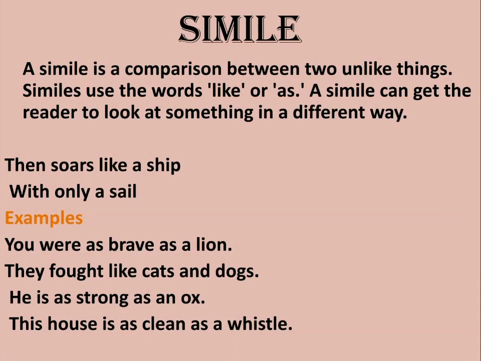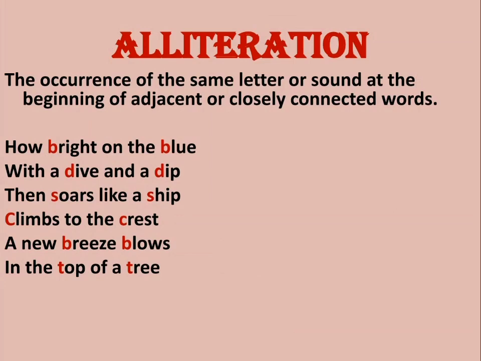Now we'll go to the other poetic device. The other poetic device is alliteration. The occurrence of the same letter or sound at the beginning of adjacent or closely connected words. So the occurrence of the same letter or the sound, that is the consonant sound. See here, how bright on the blue. So bright and blue, both are consonant sounds, right? B, B sound, which occur at the beginning of adjacent or closely connected words. They are very close to each other, right? So this B, that B, that is alliteration.